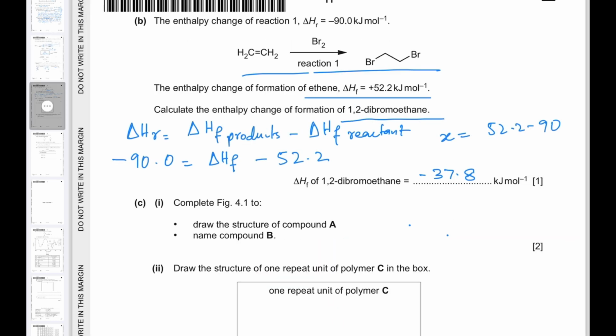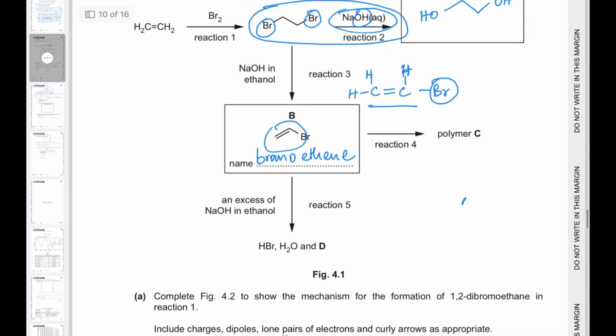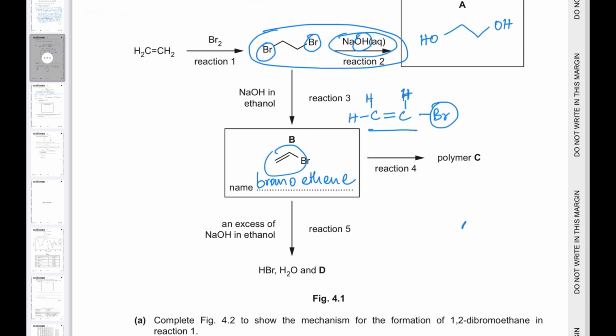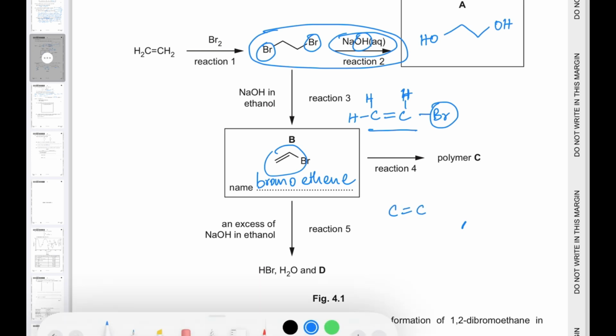Draw the structure of one repeat unit of polymer C in the box. Polymer C is produced by the reaction of bromoethene. Since there are no other reactants and the monomer of this reaction is a compound with carbon-carbon double bonds, that means it undergoes addition polymerization, where the double bond between the 2 carbon atoms involved will open up to allow them to form new bonds with the adjacent monomer units and form the polymer. So that's your repeat unit.